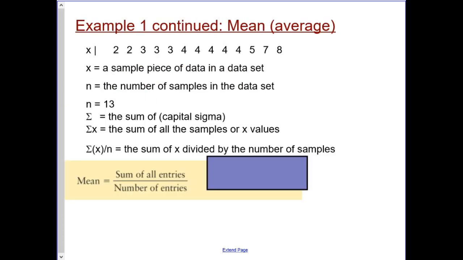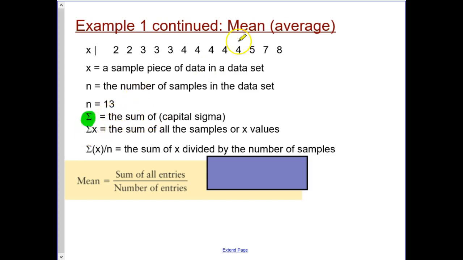All right, my third example here of this 4-part series is the mean. So we're going to be talking about how to calculate an arithmetic average. And again, I've got my data. I'm going to find the number of samples in the data set. Okay, so my n is 13. Now this letter or symbol is sigma, capital sigma in Greek, and it means the sum of.